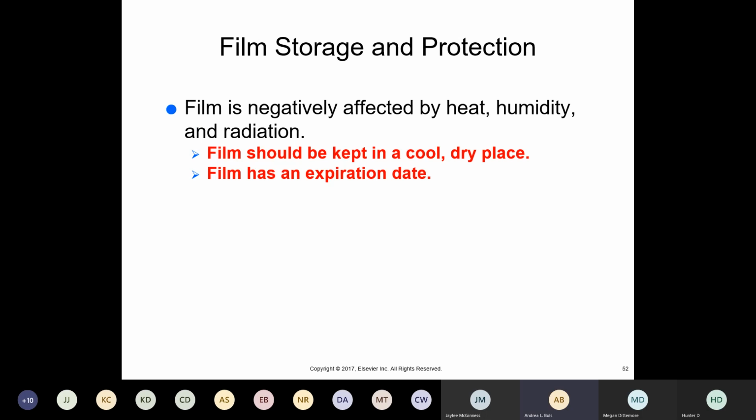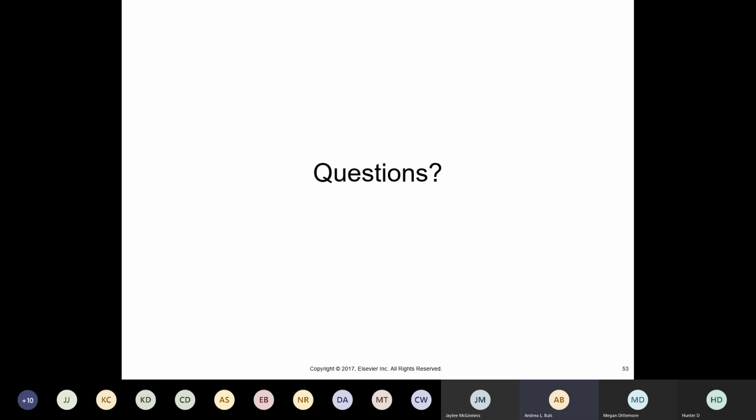Film storage and protection. It is very important to make sure film is not stored in a room where x-rays are being taken all the time, because they'll pick up scatter in the room from the x-rays that are being exposed. So it's negatively affected by heat, humidity, and radiation. So we want to always keep our film in a cool, dry place and make sure that we're paying attention to those expiration dates.